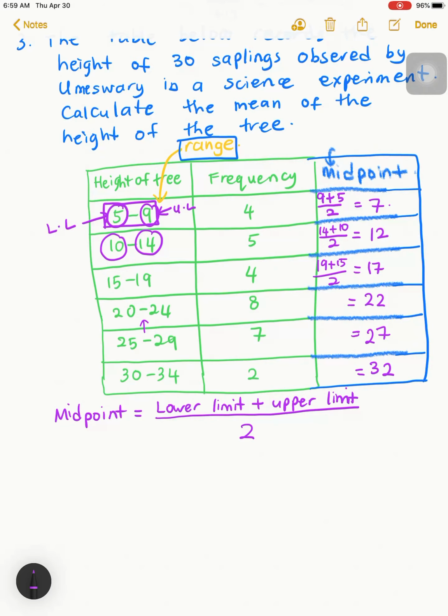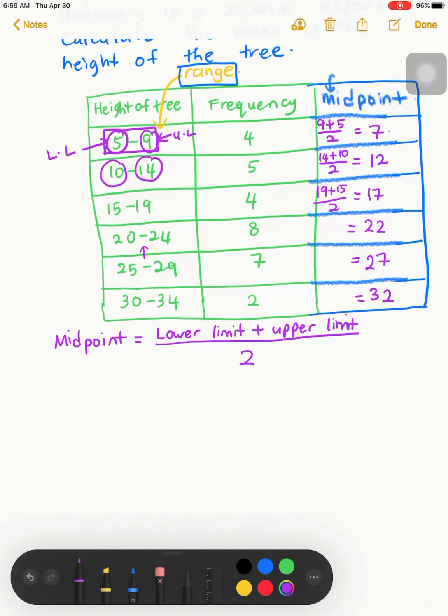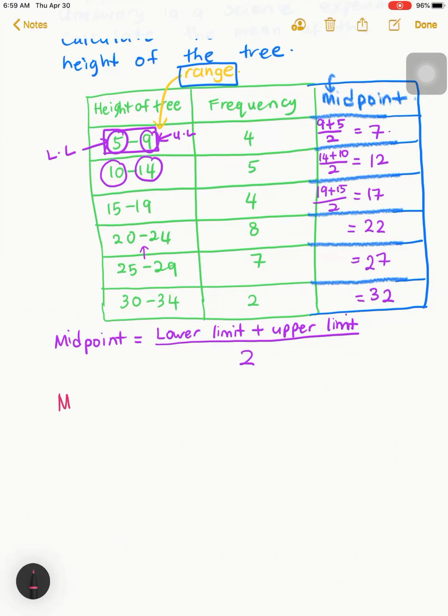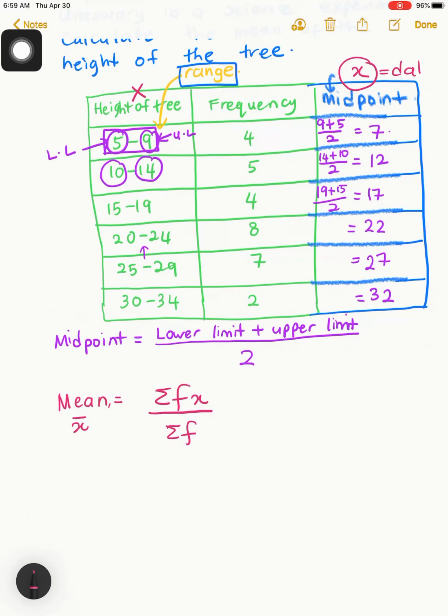Now if you have already found the midpoint and the frequency, then this will be easy. Let's start to find the mean. The formula is the mean, or x cap, equals the sum of fx divided by the sum of f. Now the midpoint will be your new x. We are not referring to the height of the tree anymore. We are focusing on the midpoint x. X is now our data.